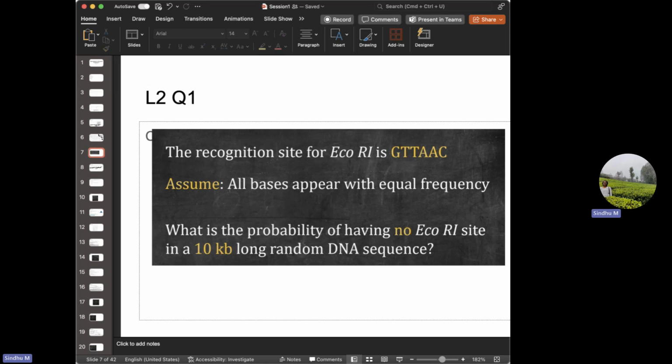So the question is: the recognition site for EcoR1 is GTTAAC. Here it is a 6 base pair sequence that you have to note. We can assume that all bases appear with equal frequency, meaning there are 4 possible bases, ATGC, so the probability of getting each base will be 1 by 4. The question is, what is the probability of having no EcoR1 site in a 10 kb long random DNA sequence?